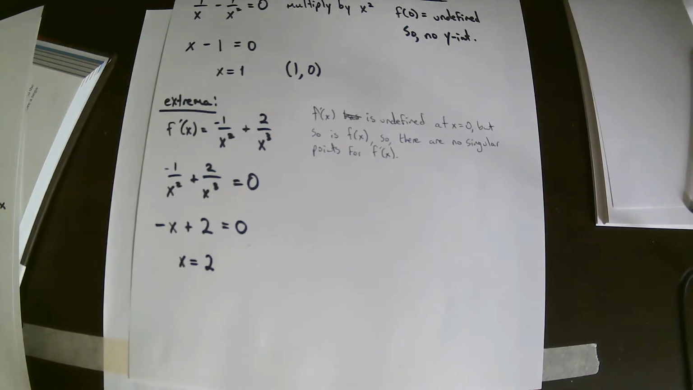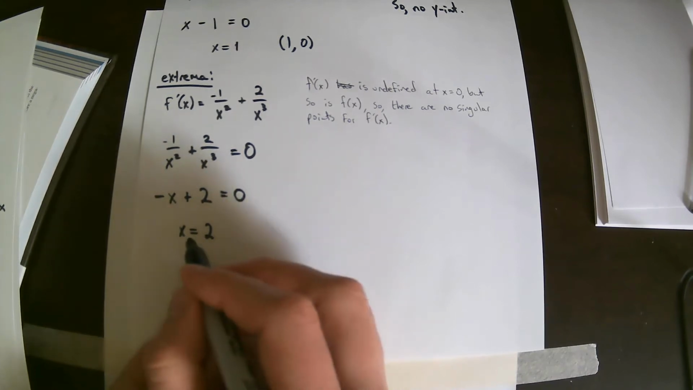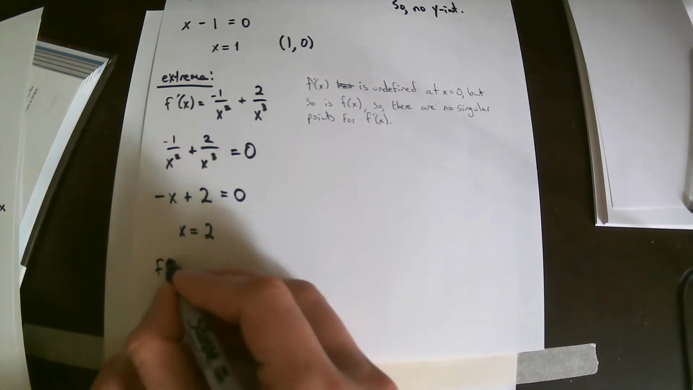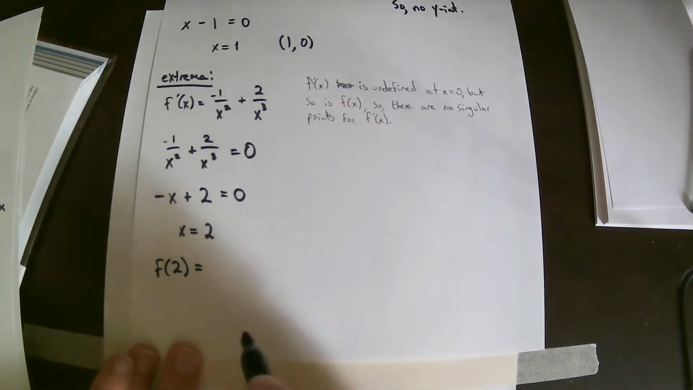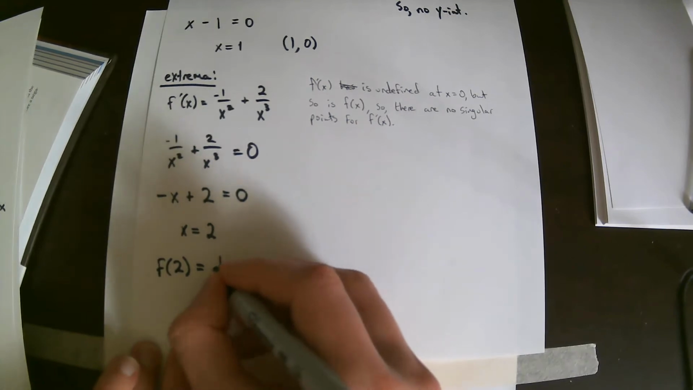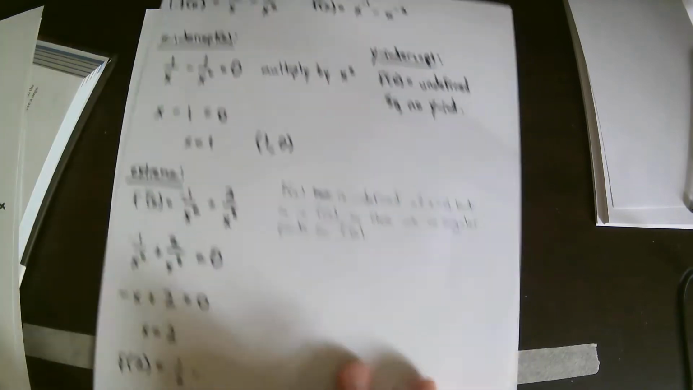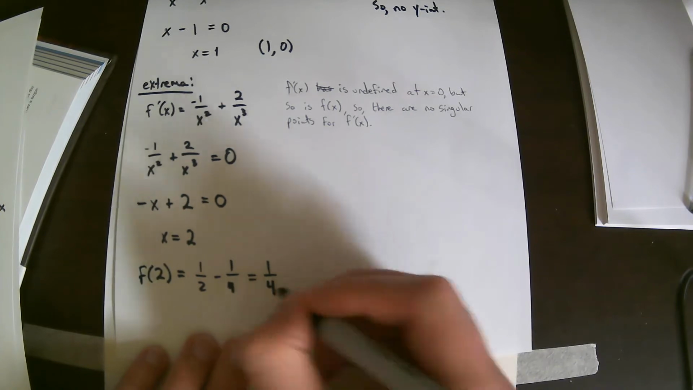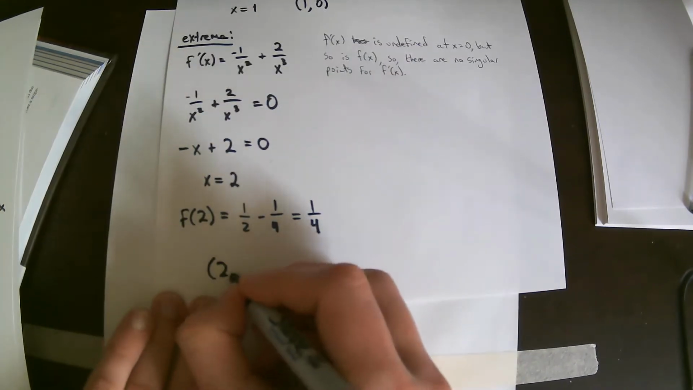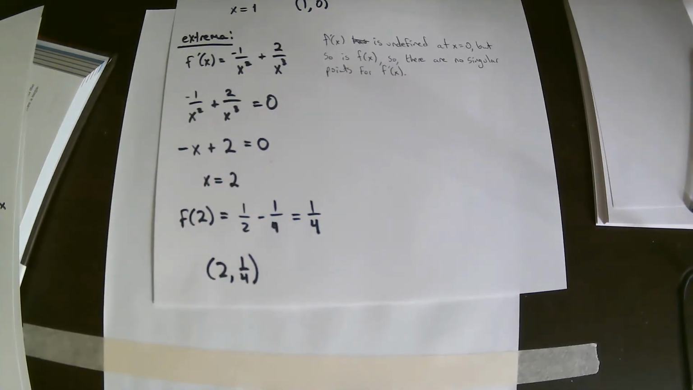X is 2. And now I need to find the y value of this coordinate point. So f of 2, not f prime of 2, right? F of 2, the original function. F of 2, that's going to be 1/2 minus, plugging into this function, 1 over 2 minus 1 over 2 squared. 1/2 minus 1/4 is 1/4. So I've got this coordinate point, (2, 1/4), but is it a max or a min? Is it a max or a min?